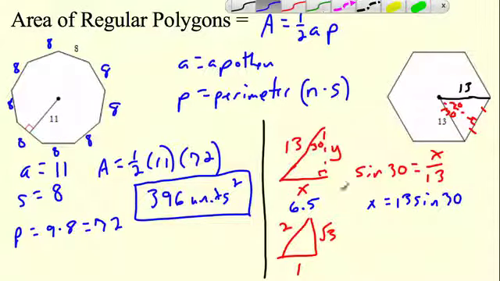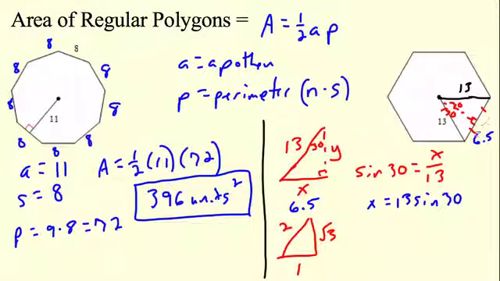What did we just find? We found this little chunk right here, this bottom half of it. And if that's 6.5, what is this over here? This is also going to be 6.5. Interesting. So now I know that each of those is 6.5.